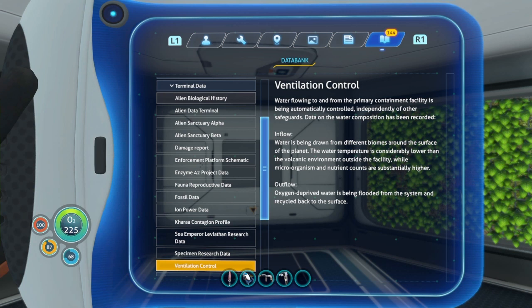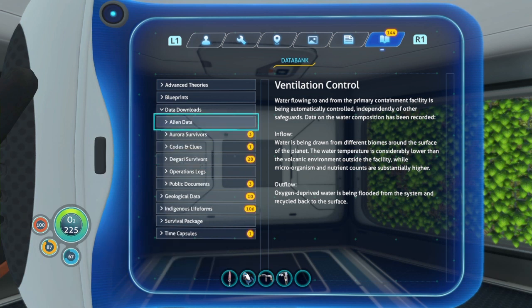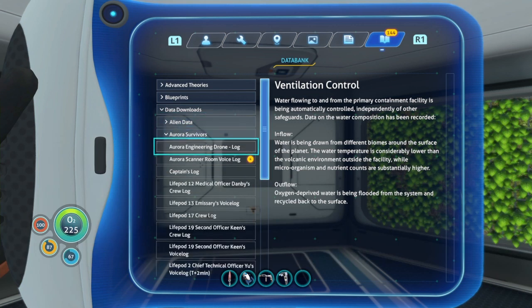Well, moving along. Outflow. Oxygen-deprived water is being flushed from the system and recycled back to the surface. And that is basically it for all the terminal data, I think. Let me double check that real quick. Yes, it is. Oh, by the way, that thing is also found within the primary containment facility's pipe room. So for anyone who's trying to find all that stuff.